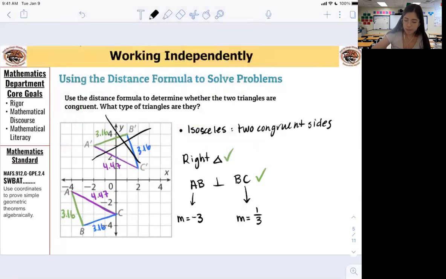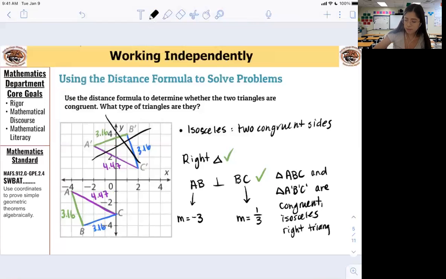So triangle ABC and triangle A prime, B prime, C prime are congruent isosceles right triangles. That's our final answer.